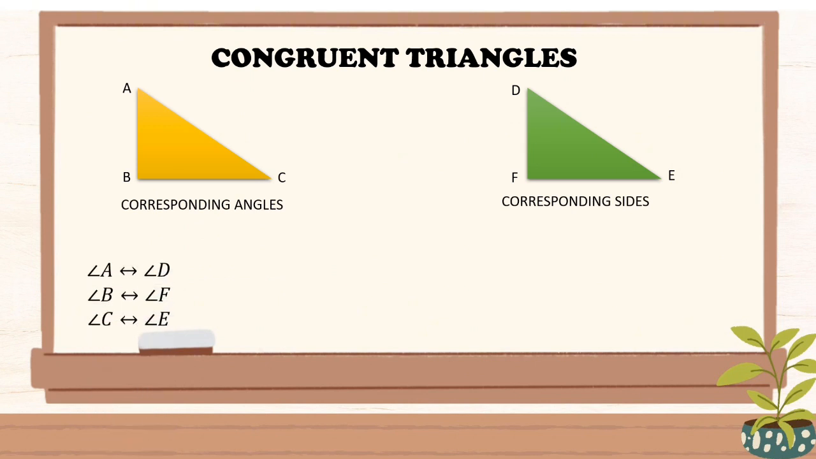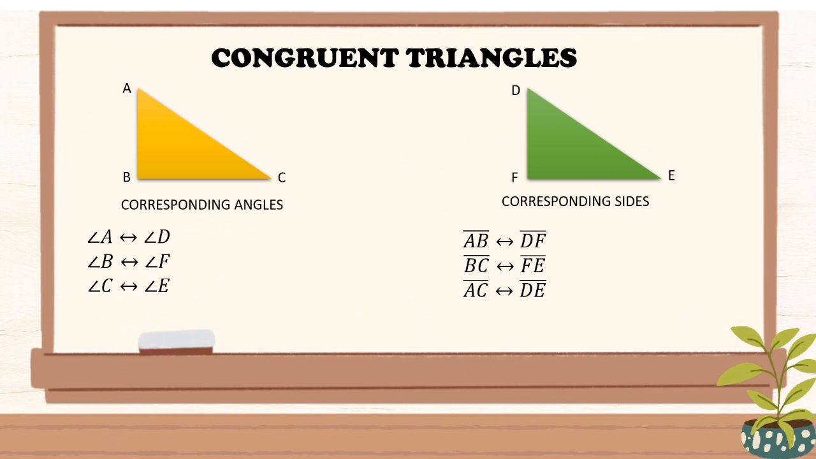So we have angle A corresponds to angle D, angle B corresponds to angle F, and angle C corresponds to angle E. Okay, let's proceed to the sides. We have AB corresponds to DF, BC corresponds to FE, and AC corresponds to DE. Now, from these sets of corresponding angles and corresponding sides, we can say that if two triangles are congruent, then their corresponding angles and sides are also congruent.